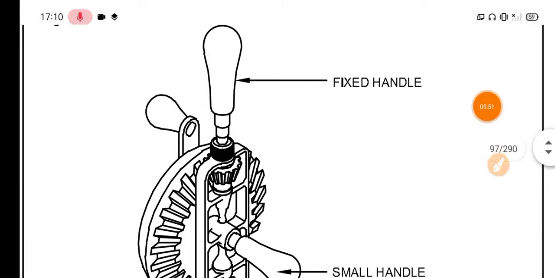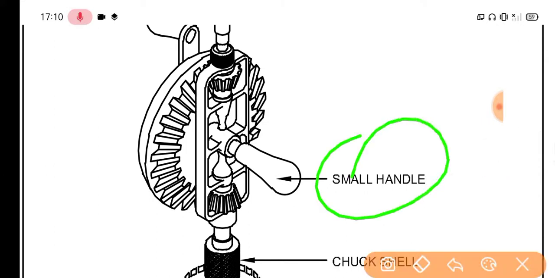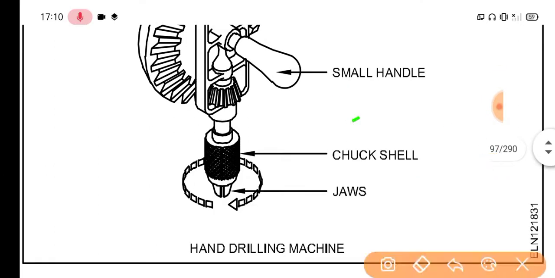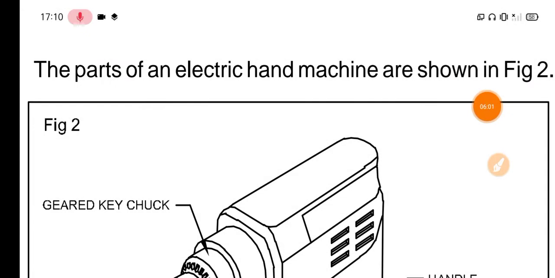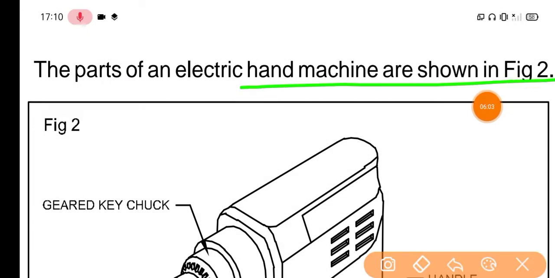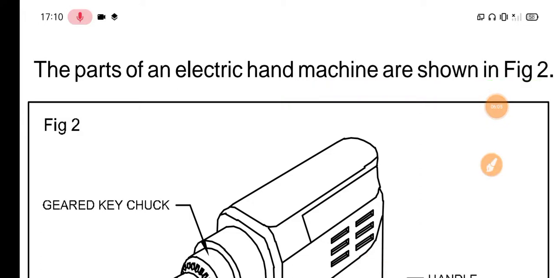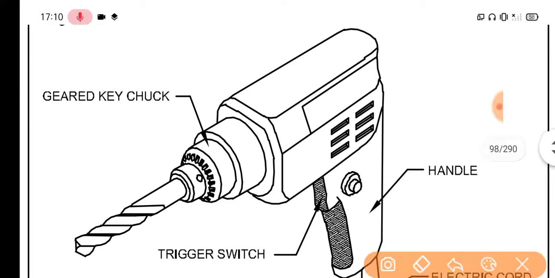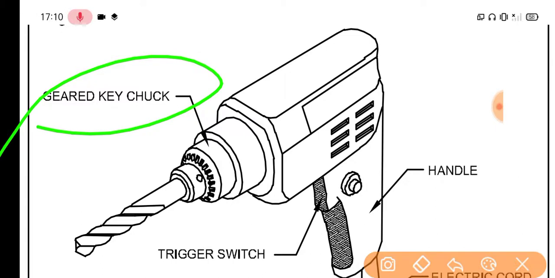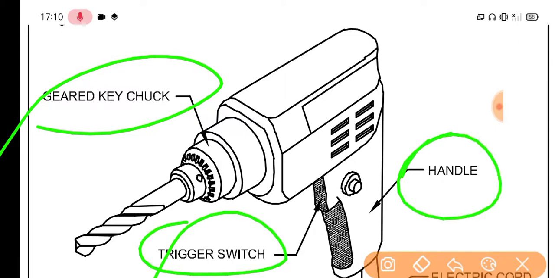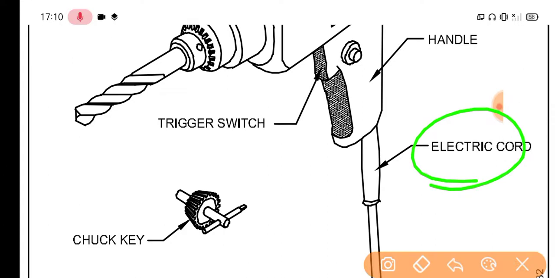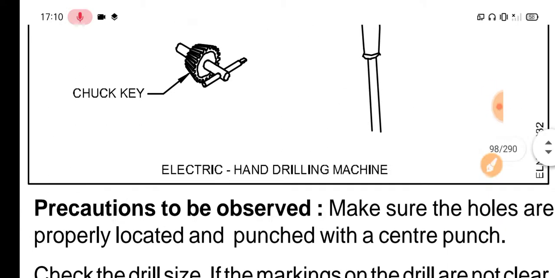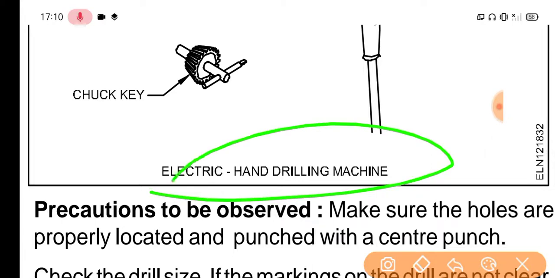Picture 1 is given; this is a fixed handle, and this is the small handle, and this is the chuck, and jaw handle machines. The parts of an electric hand machine are shown in picture 2. This is a geared key chuck and trigger switch, a handle, and this is the electric cord. This is a chuck key, and this is the electric hand drill machine.